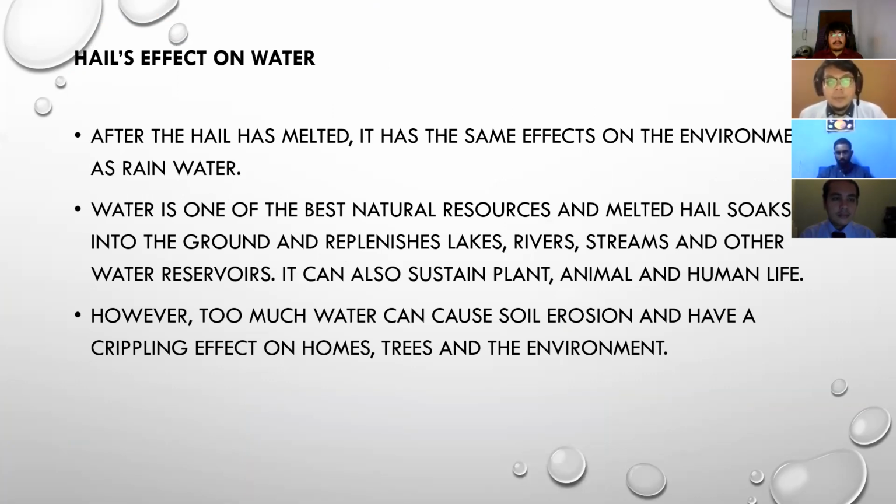Hail effect on the water. After the hail has melted, it has the same effect on the environment as rain. Water is one of the best natural resources, and melted hail soaks into the ground and replenishes land, lakes, rivers, streams, and other water reservoirs. It also sustains plant, animal, and human life. However, too much water can cause soil erosion and have a crippling effect on homes, trees, and the environment, like Tengku said.